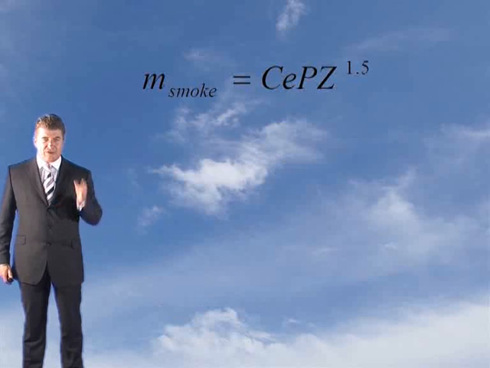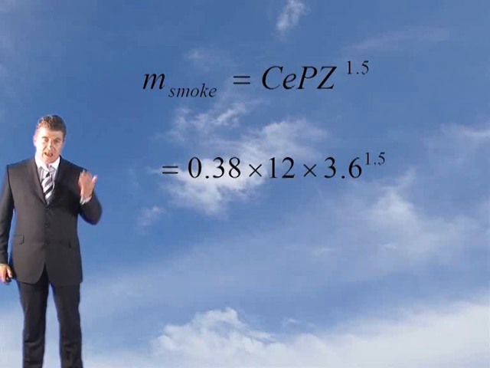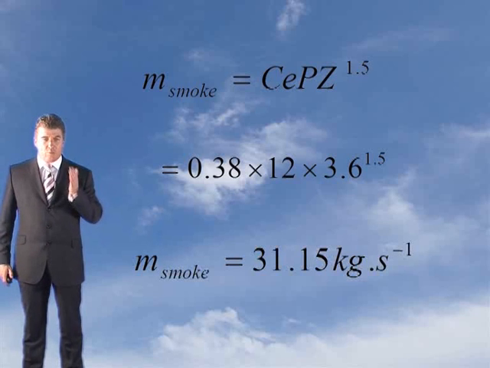Now the coefficient for a single storey mall is 0.38. Using this formula, single storey mall with a low height of rise is 0.38. So that's the coefficient you'd use. And the perimeter is 3 plus 3 plus 3 plus 3, which is 12. And the clear layer height is 3.6 metres. If you'd put them in, you'd have got a mass flow rate of smoke of 31.15 kilograms a second. So now we know how much smoke's been produced.